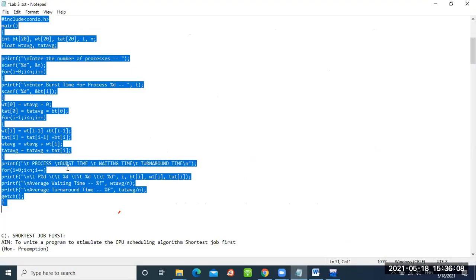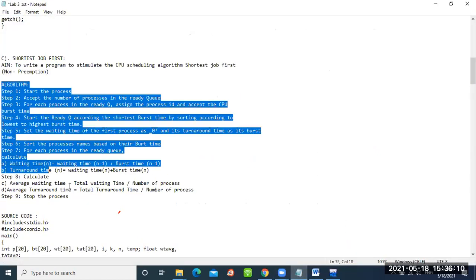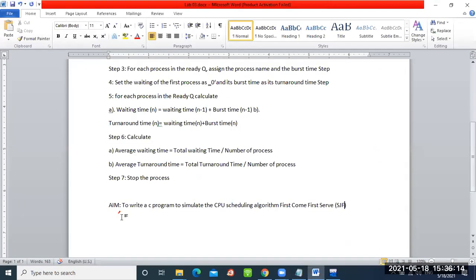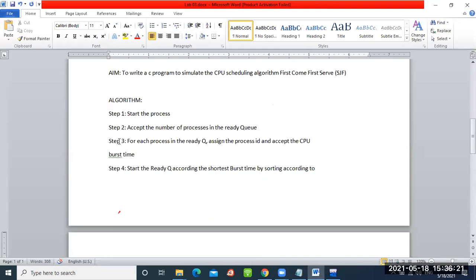So let me share the algorithm with you. So these two programs you have to write today and submit. The same steps again: you start the process, then accept the processes which you want to schedule in a ready queue. Then for each process in the ready queue, assign the process ID and CPU time, that is the burst time we will assign.